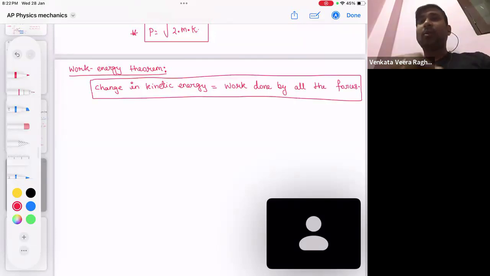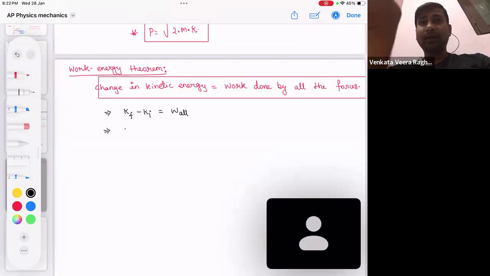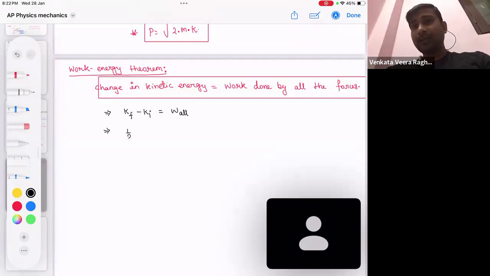Clear? Work done by what? All the forces. So the change in kinetic energy of a particle is equal to the work done by all the forces acting on the particle. Clear? In the symbolic form, what can you write? K final minus K initial equal to what? Work done by all. What does work done by all mean? Can we also write this expression like this? Half m v final square minus half m v initial square. Is that the change in kinetic energy? And work done by all the forces means what? Work done by many different forces. What are those forces?